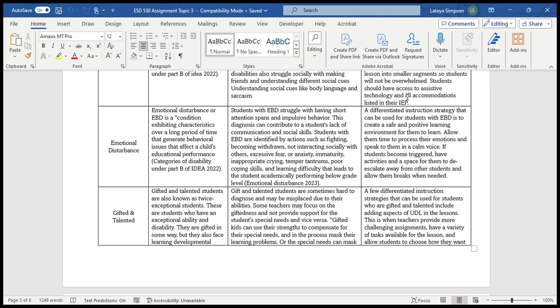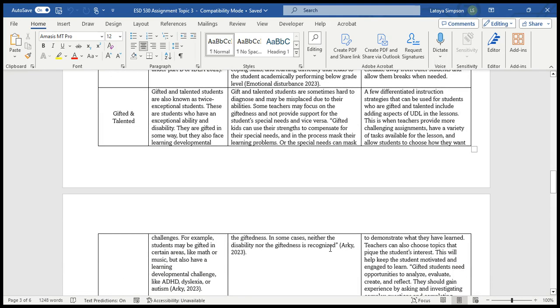Gifted kids can use their strengths to compensate for their special needs, and in the process mask their learning problems, or the special needs can mask their giftedness. In some cases, neither the disability nor the giftedness is recognized. For example, students may be gifted in certain areas like math or music, but they may also have a learning disability challenge like autism or ADHD.